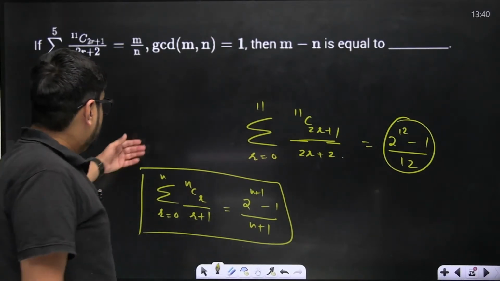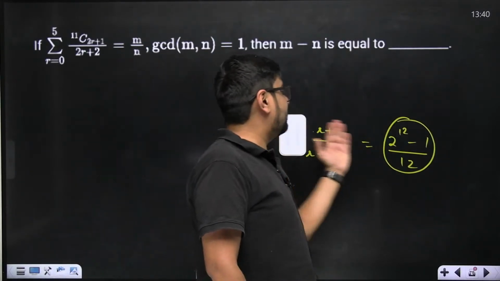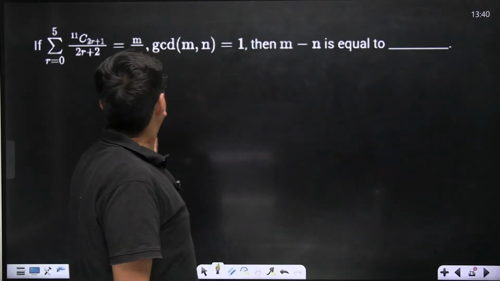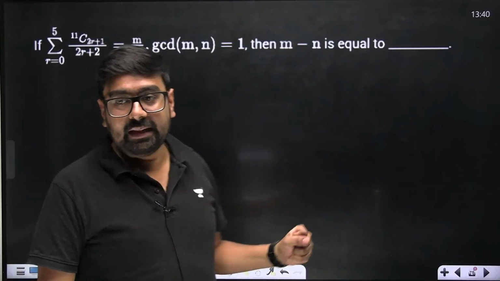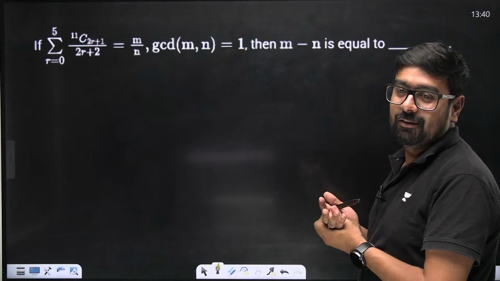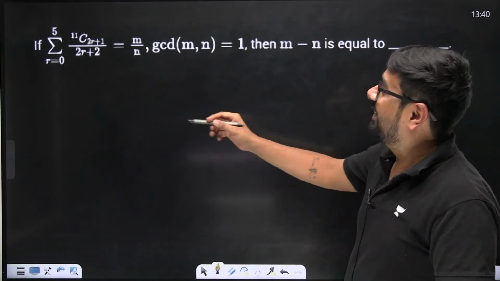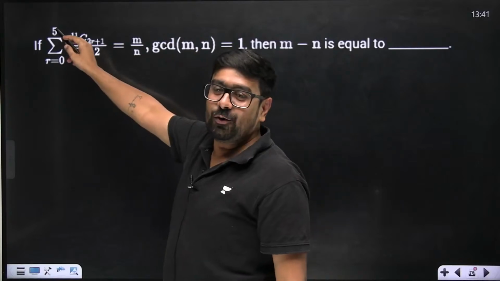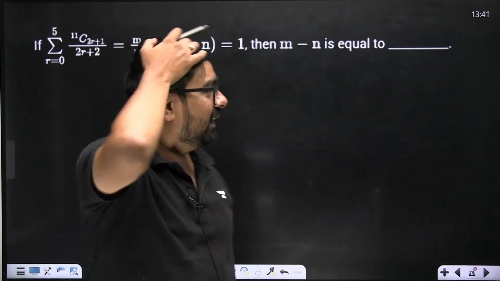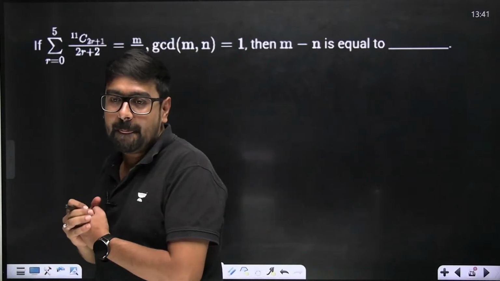Now, we know the direct formula, but in this case something else is happening. Here the summation is only to 5, so the constraint is different. So this will have to be solved a little bit differently.